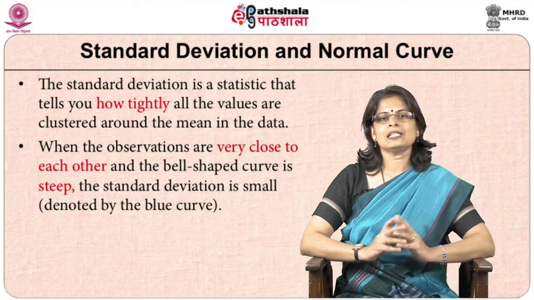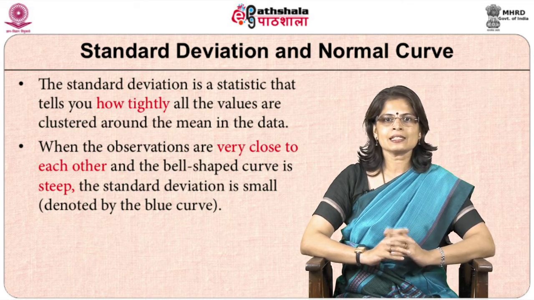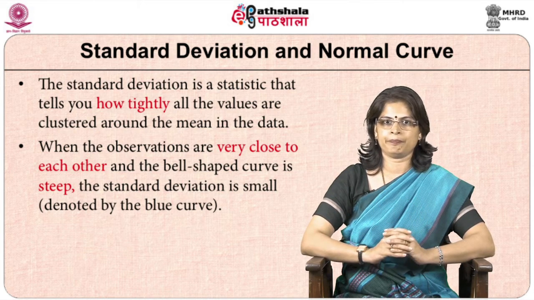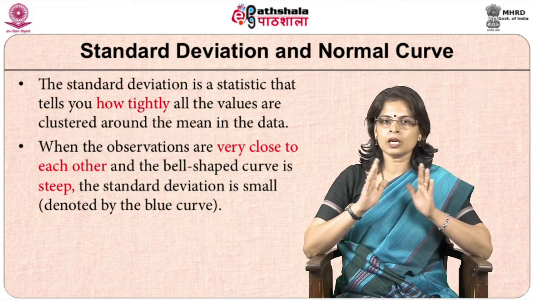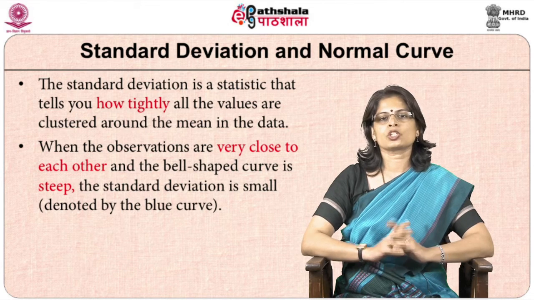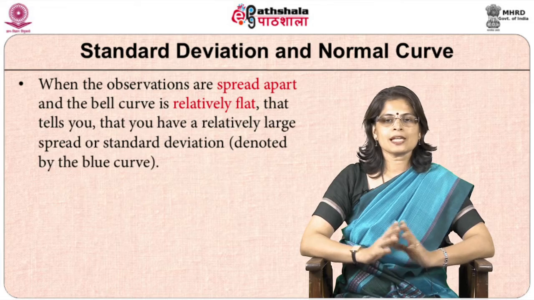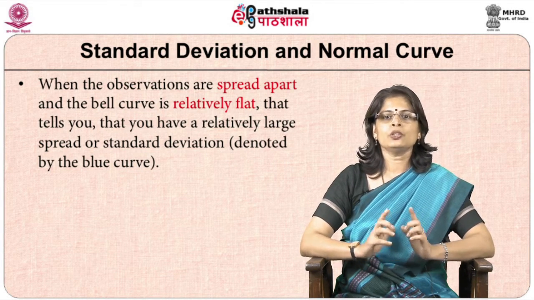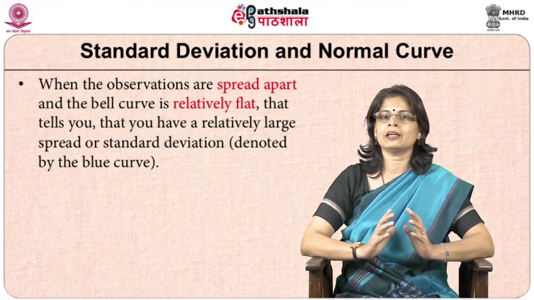What is the relation between standard deviation and normal curve? The standard deviation, as we all know, is a statistic that tells us how tightly all the values are clustered around the mean in the data. When the observations are very close to each other and the bell-shaped curve is steep, the standard deviation is small, denoted by the blue curve. When the observations are spread apart and the bell curve is relatively flat, that tells you that you have a relatively larger spread or a higher standard deviation, denoted by the green curve.